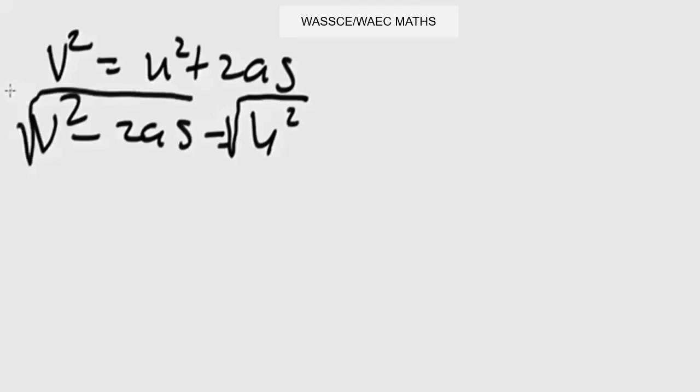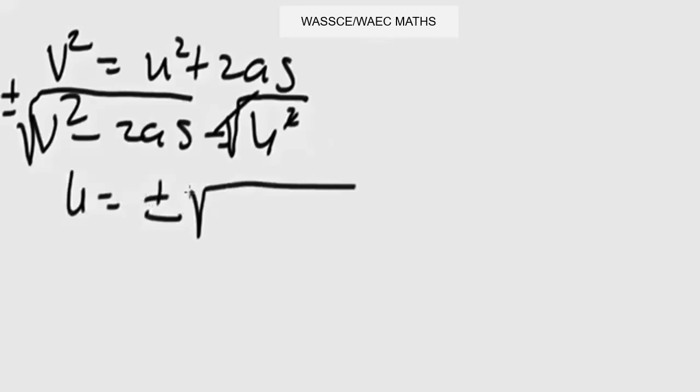It is recommended you use plus or minus here, because the output will be either positive or negative, of which we always take the positive value. So the square root cancels the square here. So at last our u will be plus or minus square root of v square minus 2as. That will be the answer to this question. It's as simple as that, guys.